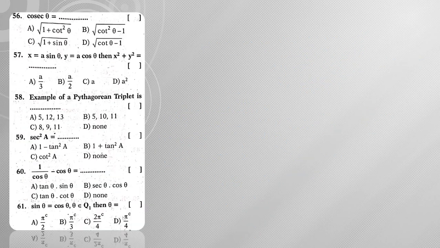Next, question number 56, cosecant theta. So already we know cosecant square theta is equal to 1 plus cot square theta. From this, cosecant theta is equal to square root of 1 plus cot square theta. So square root of 1 plus cot square theta is my answer.